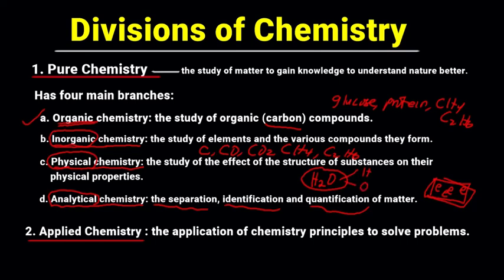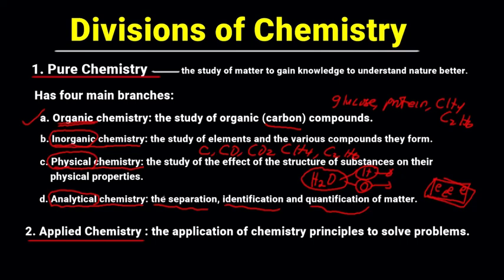Now, analytical chemistry is mostly applied to know whether someone is carrying marijuana or a drug that is harmful. All right, so it is used in forensics, where items, or let's say elements, or the various composition of a substance are determined. So these four constitute the branches of pure chemistry.